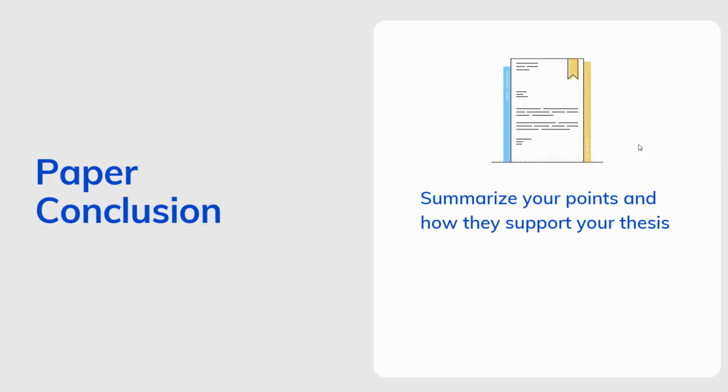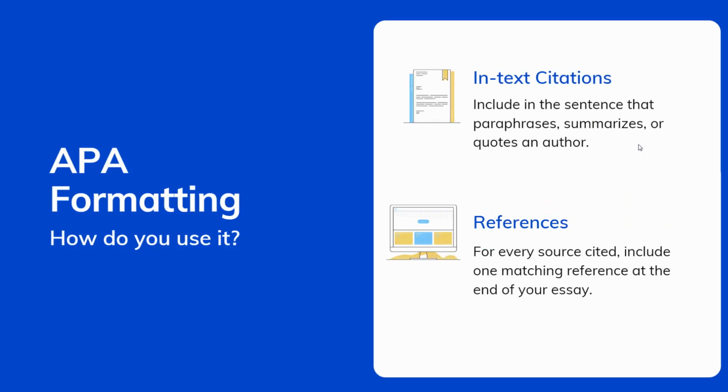Lastly, your paper has a conclusion. This is where you wrap it all up. You summarize your points and you make it super clear how those points support your thesis. So that way you're underlining, this is what my point was, this is my answer to the assignment question, and that's why it's important.